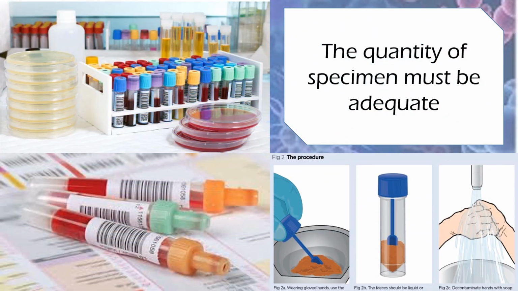The quantity of specimen must be adequate. The quantity of a specimen depends on the type of specimen and the test being performed. The quality of the specimen is also important, as it affects the accuracy of the test results. The quality of the specimen depends on how and when it was collected, and how it was preserved and transported. Improper collection can lead to misleading diagnoses and potential danger to the patient.